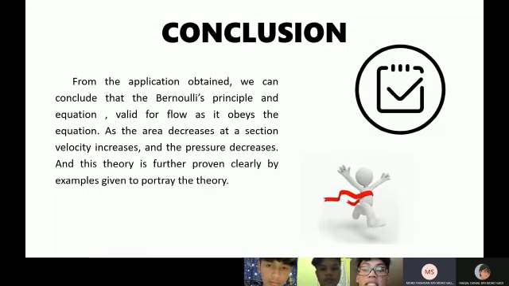Last but not least, as a conclusion, from what we have studied and researched about Bernoulli's theorem, we can conclude that Bernoulli's principle and equation are valid for flow as it obeys the equation. As the area decreases at a section, velocity increases and the pressure decreases. And this theory is proven clearly by the examples given to further portray the theory.